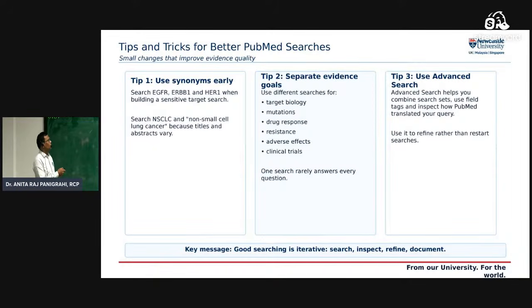Small changes that improve evidence quality: use synonyms, separate evidence goals, and use advanced search. And good searching is iterative: search, inspect, refine, document. All these are important. You cannot simply say that EGFR, I got it, or finished. No, you need to say search. Of course, search and inspect you have to do manually.